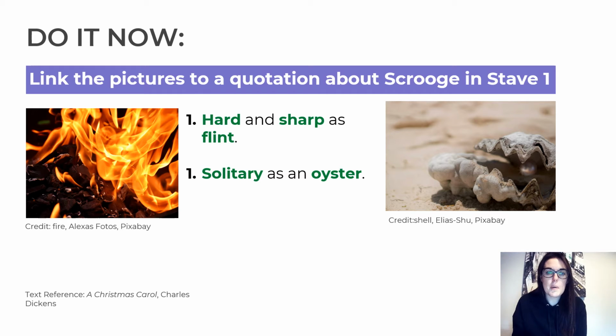Okay, so the first image was hard and sharp as flint. So remember, flint is something that starts fire. And the second quote was solitary as an oyster. Both are really important because they show Scrooge's difficult personality, his unpleasant personality. But also the second one, the solitary as an oyster, is a recurring motif as we go through the novella, and basically indicates that there is something good inside Scrooge. We can only crack open the surface. So if you haven't gotten those quotes down, get those down now.